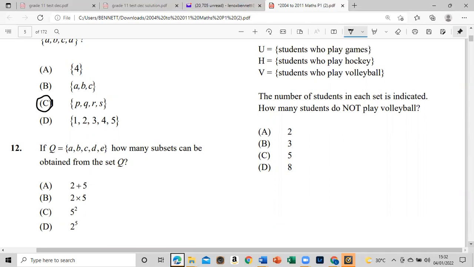If Q is equal to A, B, C, D, how many subsets can be obtained from set Q? All right, so that will be 2 raised to the number of elements. So 1, 2, 3, 4, 5, so that's 2 to the 3 is equal to.